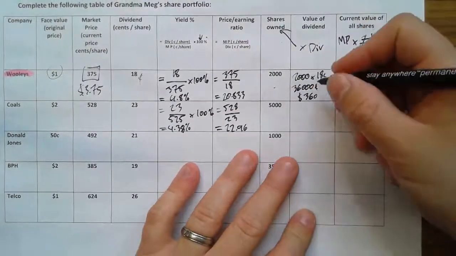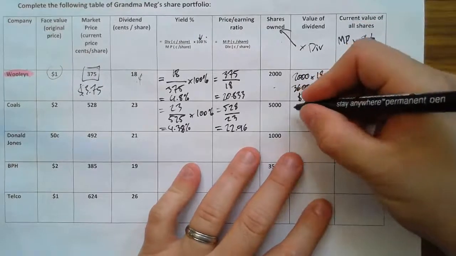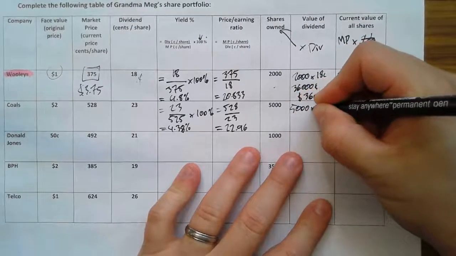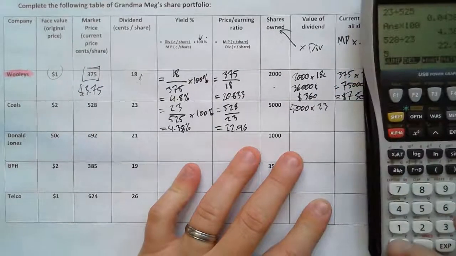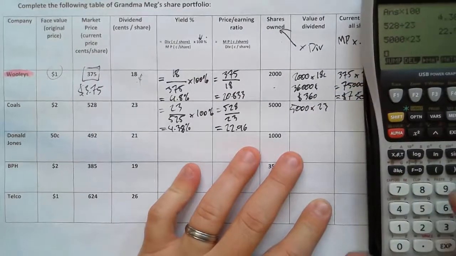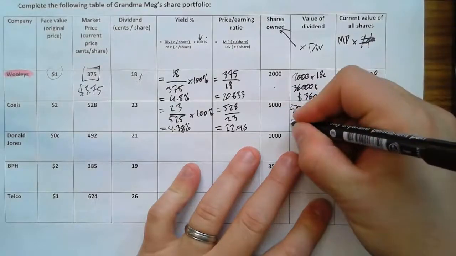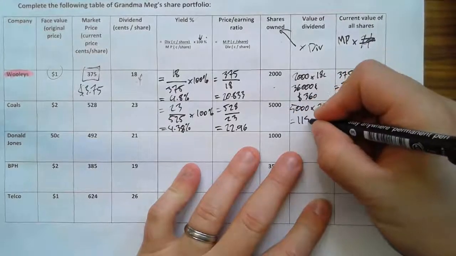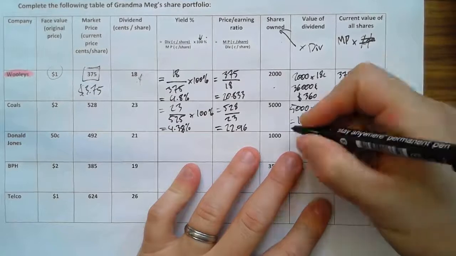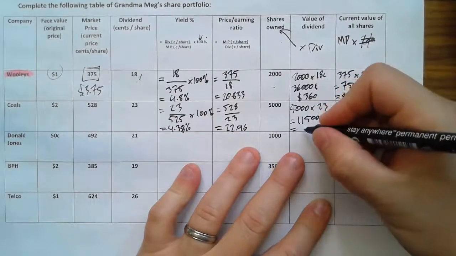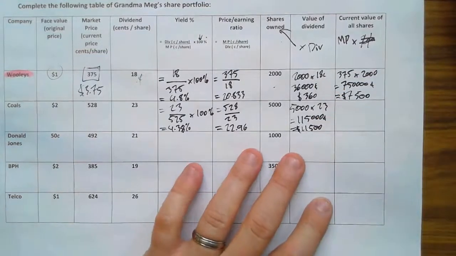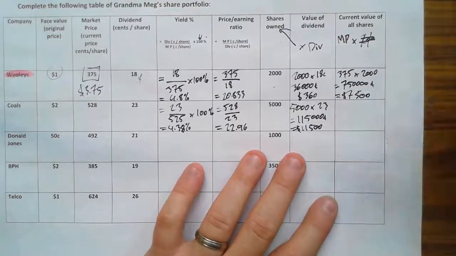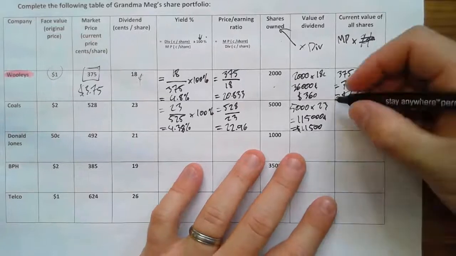Let's look at our value of dividend. We've got 5,000 shares this time. 5,000 times 23 cents a share is 115,000 cents, which is $11,500.